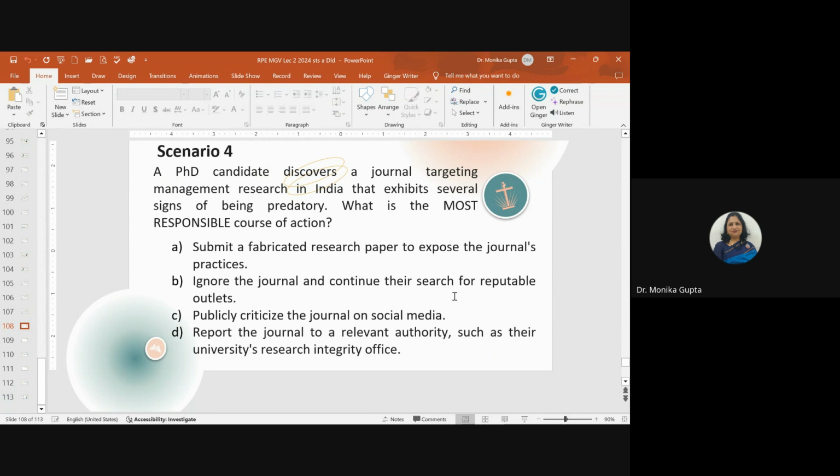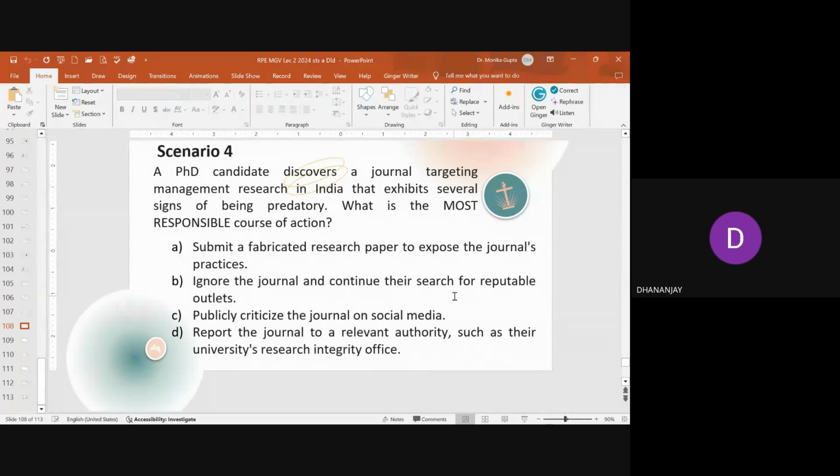Yes. Submit a fabricated research paper to expose the journal's practices. Ignore the journal and continue. Publicly criticize or report the journal to the relevant authority. Yes, please. B. Anyone else? It has to be B.